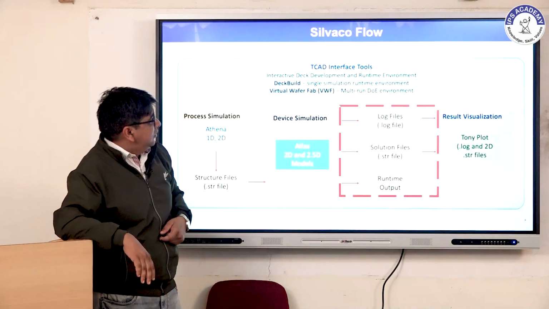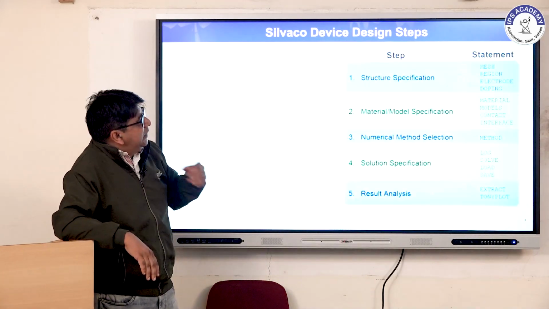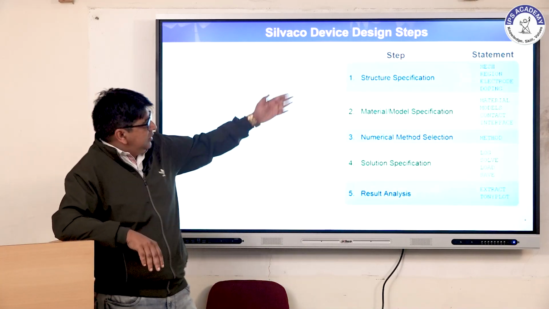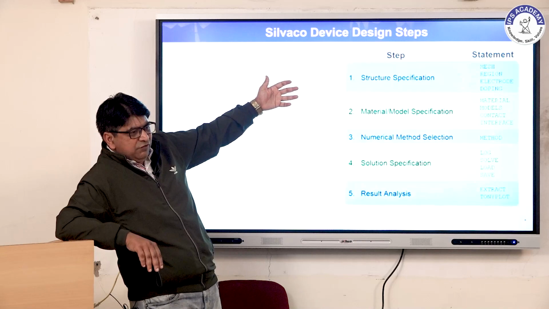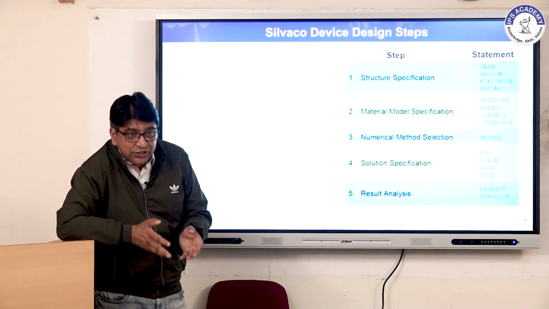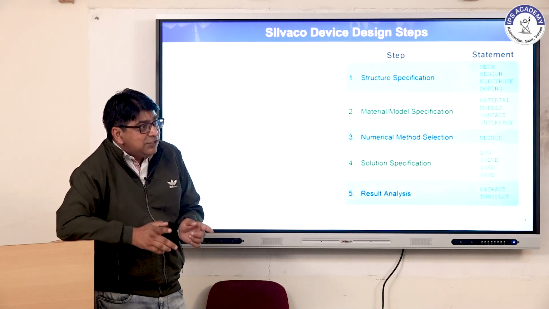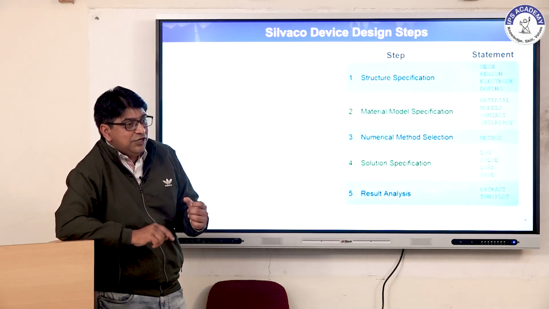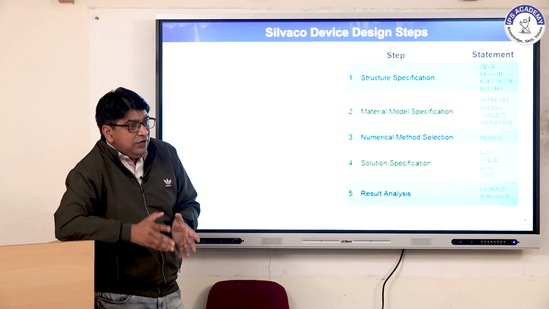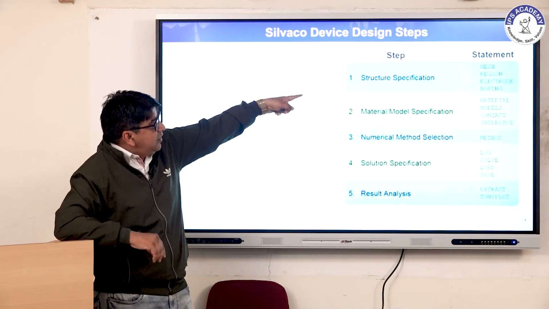Come to the next slide. These are the steps whenever we design in any tool. We start with the structure specification. Nowadays we are working on 3 nanometer. First we have to study the literature on how we can realize 3 nanometer: what the source extension length is, what the drain extension is, and how to take the thickness and width. We have to decide that at the specification, and we start writing.